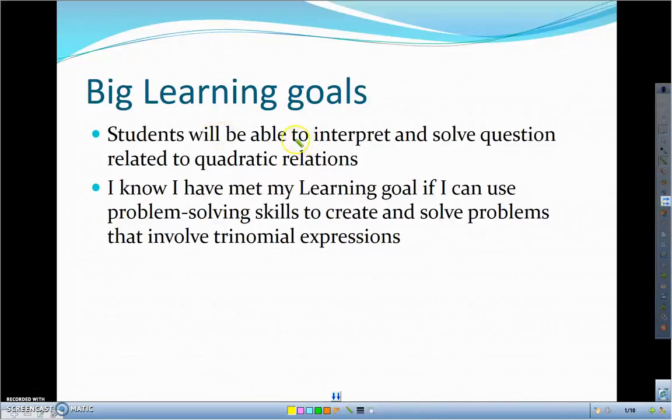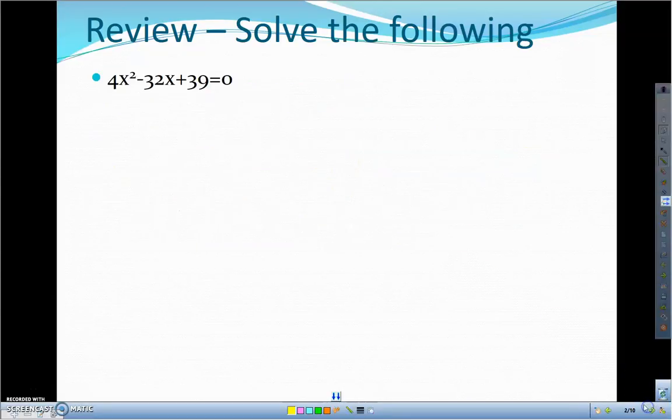Welcome back. We're going to be going through graphing of quadratic relations using different methods than what we've done. Ultimately, this is helping you towards interpreting and solving questions related to quadratic relations. Just a quick review of what you should have learned in the previous lesson.